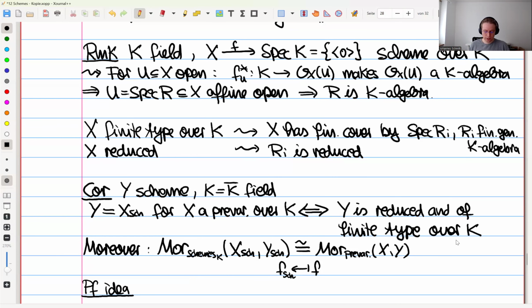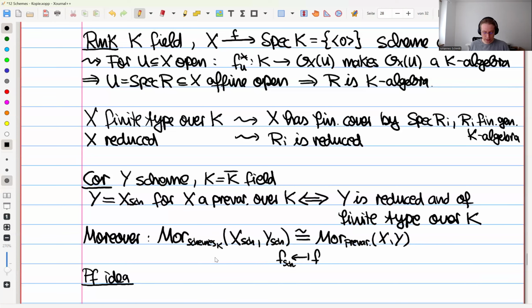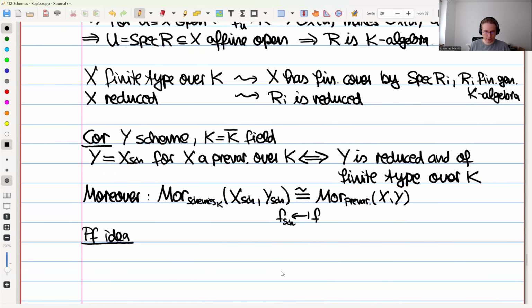And moreover, the morphisms from X scheme to Y scheme as schemes over K, when X and Y are of this form, are exactly equivalent to the morphisms of the corresponding pre-varieties. And this bijection takes this morphism F and sends it to this F scheme that we had constructed in the last video. Okay, so this gives us a unique identification of the pre-varieties inside the schemes.